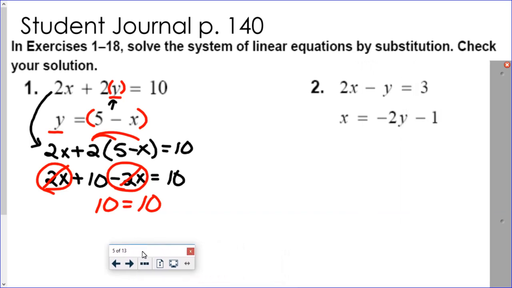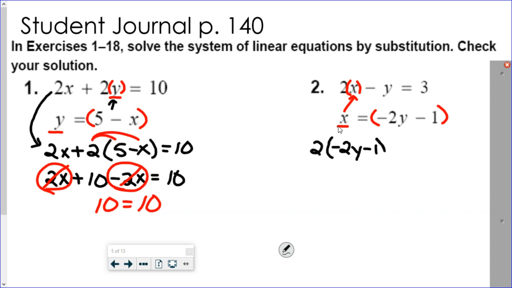Okay, this one, are either one x or y by themselves a variable? Yes. Do you see x is by itself? So I'm going to put that in parentheses and put it in there. Okay, so now I have 2 times x, but x is -2y minus 1. Now I need the rest of this equation, because I'm going down here, minus y equals 3. Okay, so I took this part and put it into the other equation, only where x is. The rest of it still comes along.